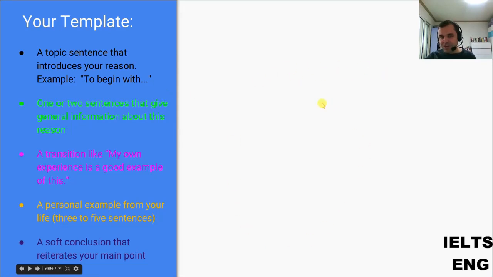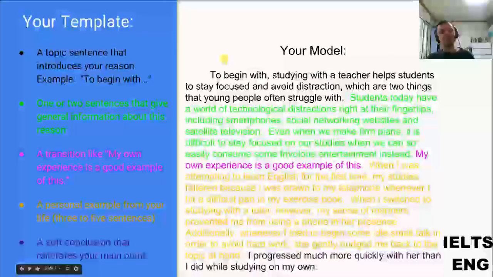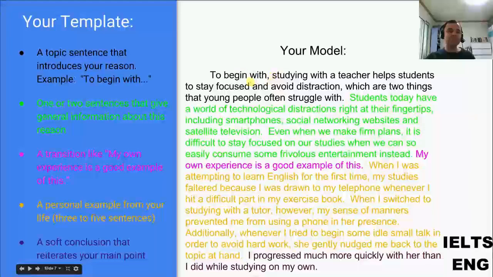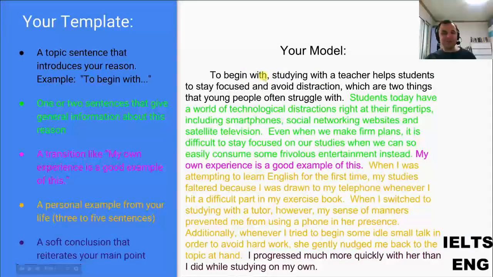Before I show you the example, again, I want to stress that this template works no matter what the question is. No matter what the question is, I promise. Try it out. You'll see. Here's our model. Here's our sample. It begins in black with a topic sentence. To begin with, studying with a teacher helps students to stay focused and avoid distraction, which are 2 things that young people often struggle with.